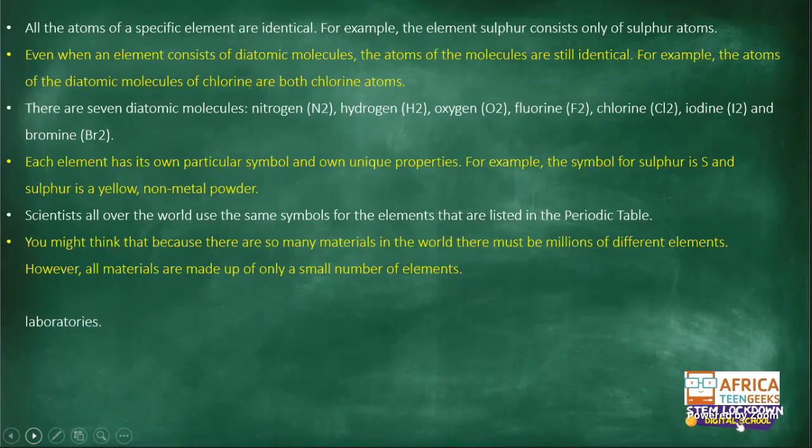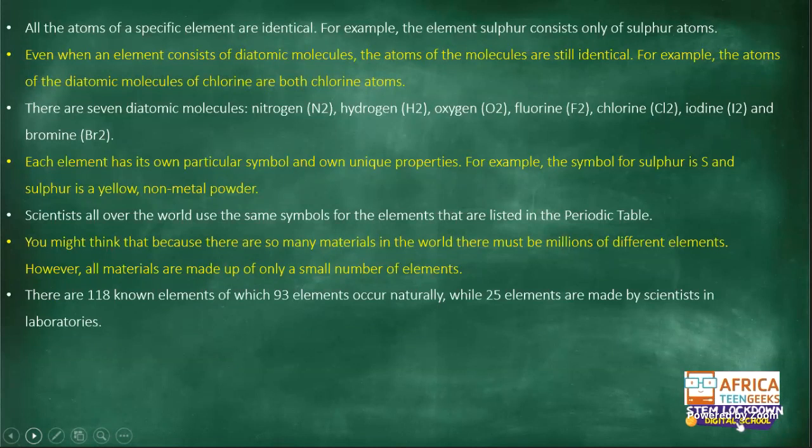Now there are 118 known elements, of which 93 elements occur naturally. That means they are found in nature on their own. While the other 25 elements, man has made them, and these are made in laboratories.